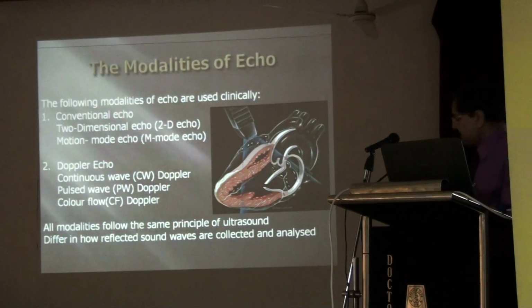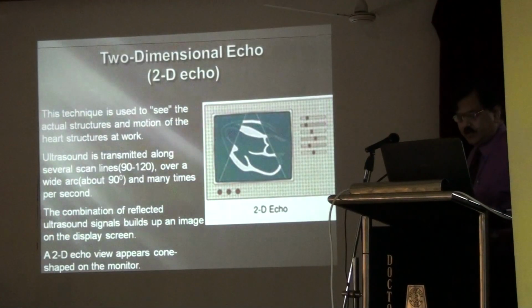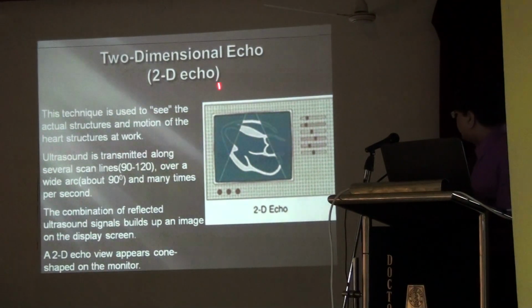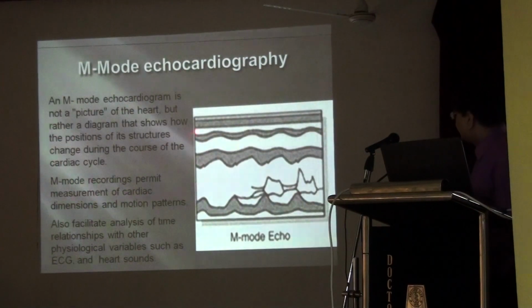We have to quickly assess 2D echo. We know the technique. 2D echo was developed in the 50s, and the simple principle of ultrasound is that when we are scanning, the combination of reflected signals forms the image, as I have discussed earlier, forming the films. M mode echo, M basically means motion mode.